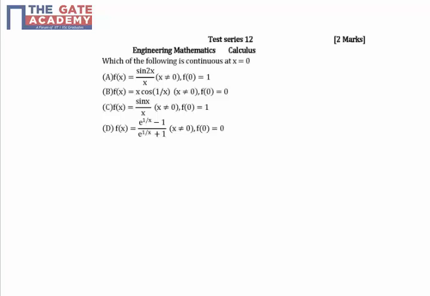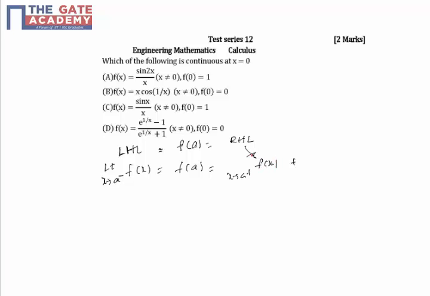This question is asked from calculus. It's a 2-mark question. We have to check which of the functions is continuous. For a function to be continuous, the left hand limit should be equal to f of a, equal to the right hand limit. The left hand limit is given by limit x tends to a minus f of x, is equal to f of a, is equal to limit x tends to a plus f of x.